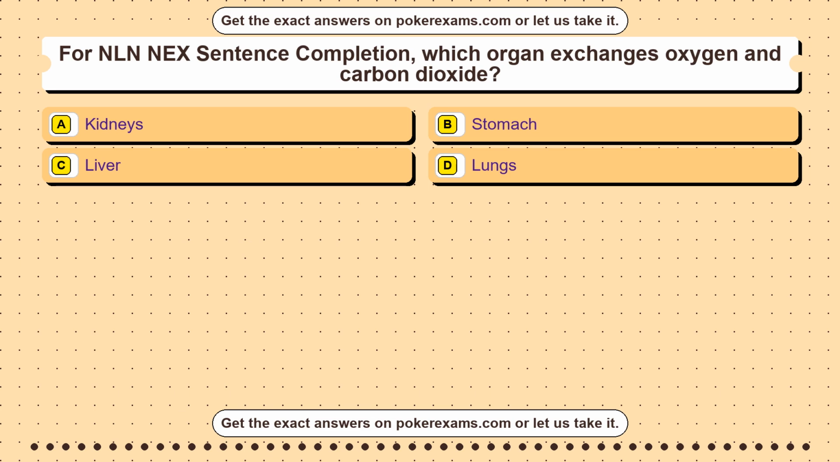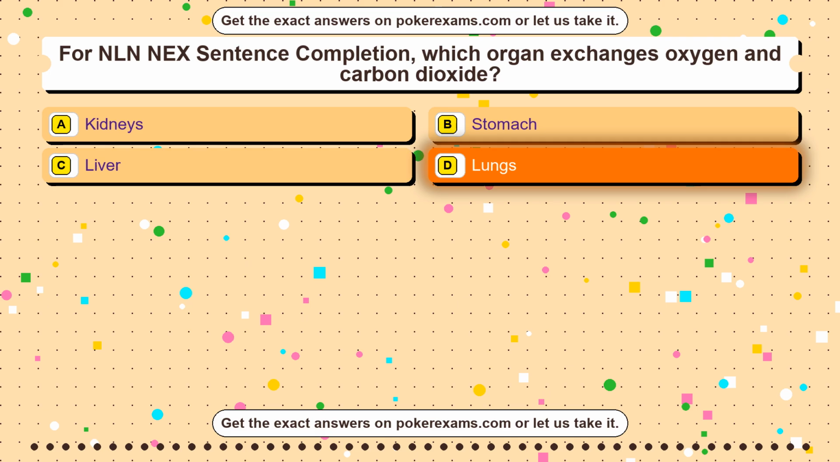Question 2. For GED Science Review, which number solves x minus 4 equals 9? Option A, 9. Option B, 13. Option C, 36. Option D, 5. The correct answer is option D.